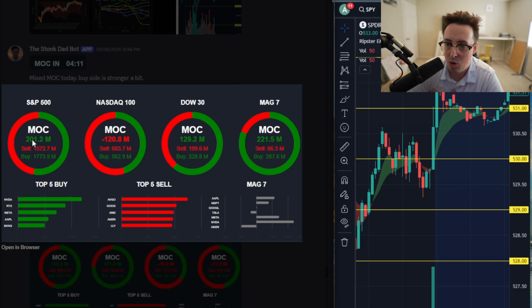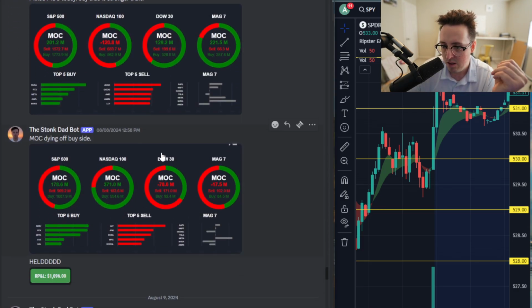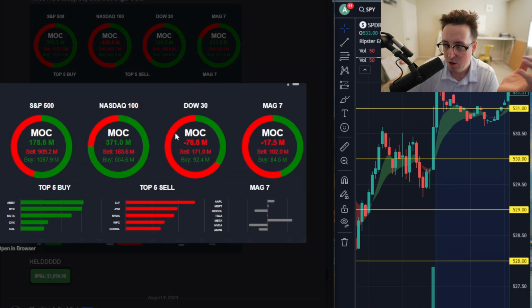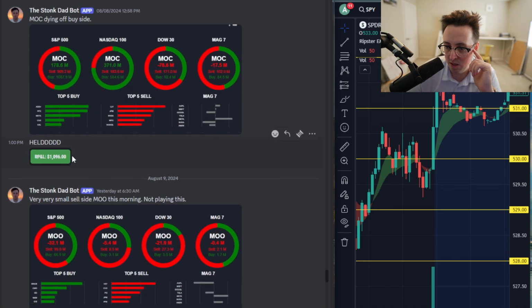So you can see that we were buy side 200 million, and then also sell side Nasdaq 120 million. So this is a relatively small imbalance. This was only 200 million, and then this one was only 120 million sell side. So I would say that's pretty neutral, and normally I wouldn't take a trade, but nonetheless it did work out. Towards the end of the day, we did take a buy side imbalance just strictly because it was buy side on both S&P and Nasdaq, and we made $1,000 just on that trade there.